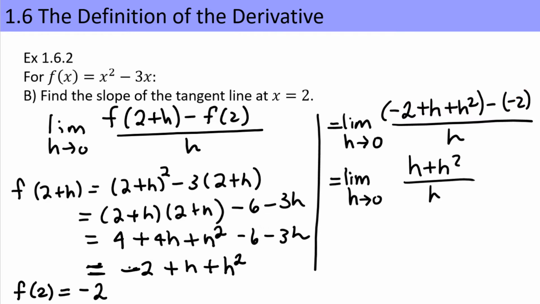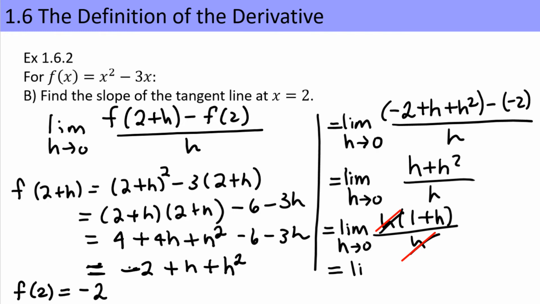We can factor out a common h in the numerator, which will give us the limit as h goes to 0 of h times (1 plus h) divided by h, and the singular h in the numerator and the 1 in the denominator cancel, and now we can take the limit as h approaches 0 of 1 plus h. When h goes to 0, the value we get is 1. The slope of the tangent line at x equals 2 is 1.